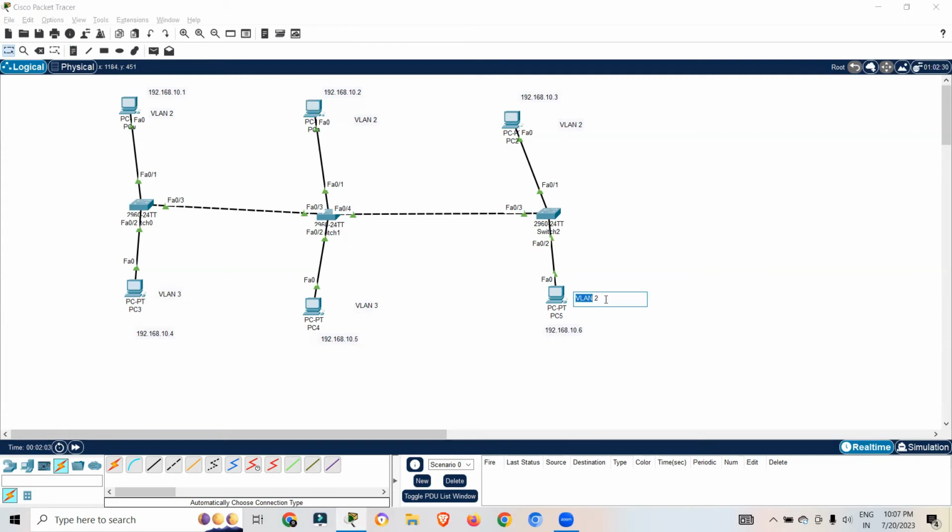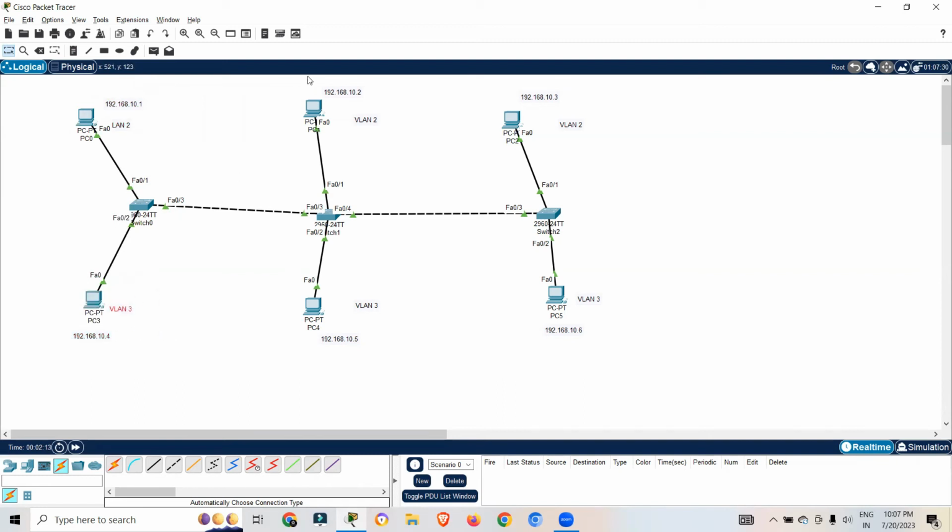Yesterday we discussed how to communicate in the same VLAN on different switches. This PC is connected to switch 0 and this PC is connected to switch 1, but they have the same VLAN. These are the same VLAN members, right? So how do these PCs communicate? What we did, first we configured the VLAN.